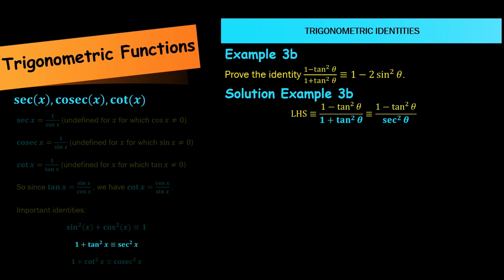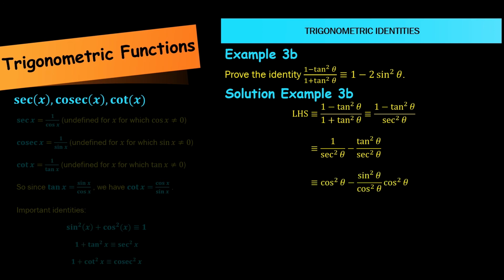Notice that 1 plus tan² is identical to sec², so we replace that as shown. And then we split the fractions to give 1 over sec² minus tan² over sec². Since sec equals 1 over cos, we have that 1 over sec² is equal to cos², as shown.